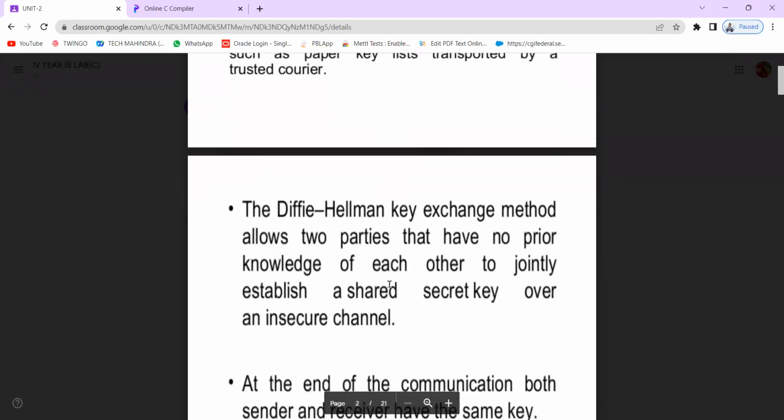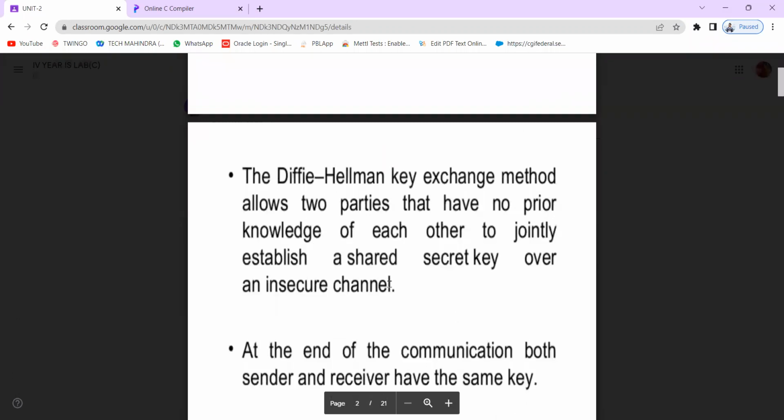It allows two parties that have no prior knowledge of each other to jointly establish a shared secret key over an insecure channel. At the end of the communication, both sender and receiver have the same key. If the shared secret key between a sender and receiver is the same, then we can say that the message is sent securely.